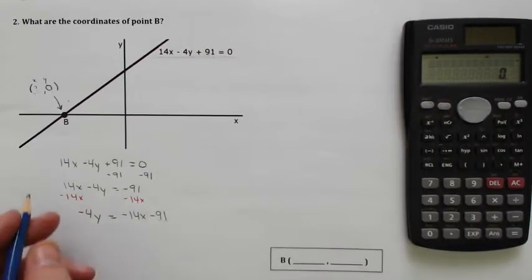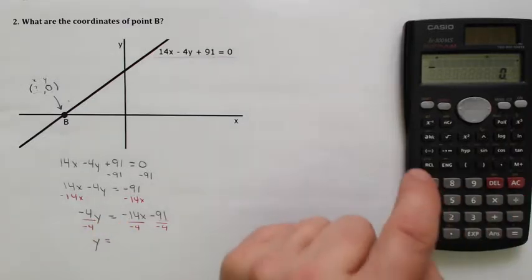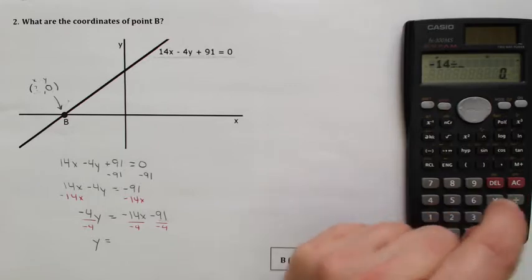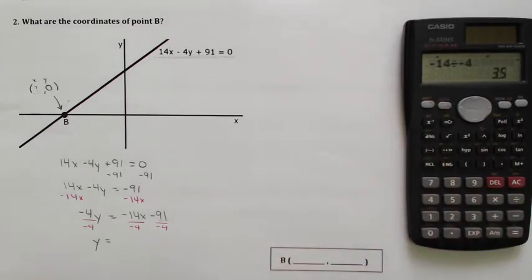And then we divide both sides by negative 4. Now, these cancel out, and that's the whole point. That leaves me with positive y. Please remember that you're dividing by negative 4 in this case. And that's going to leave me with negative 14 divided by negative 4, and that's going to equal positive 3.5.